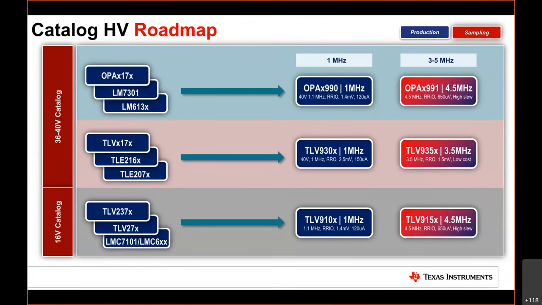These are the more cost optimized 40 volt releases, 1 megahertz and 3.5 megahertz with a little bit relaxed offset voltages and into V minus common mode range, great for multi-sourcing applications. And at the bottom, a 16 volt node, TLV910X and TLV915X. You can find all these devices online on ti.com today, but I'll jump into the OPA X990 device first.